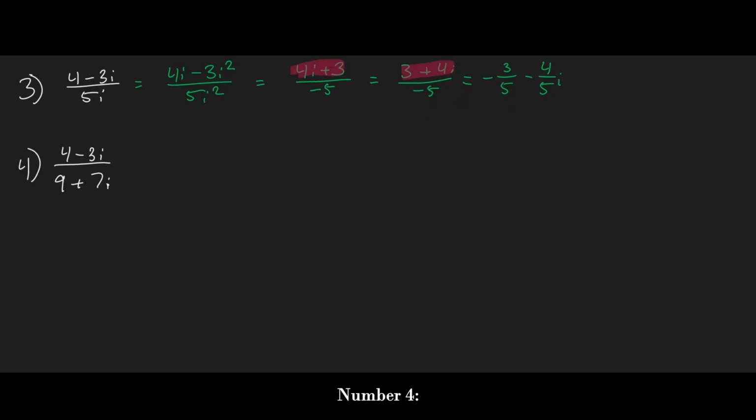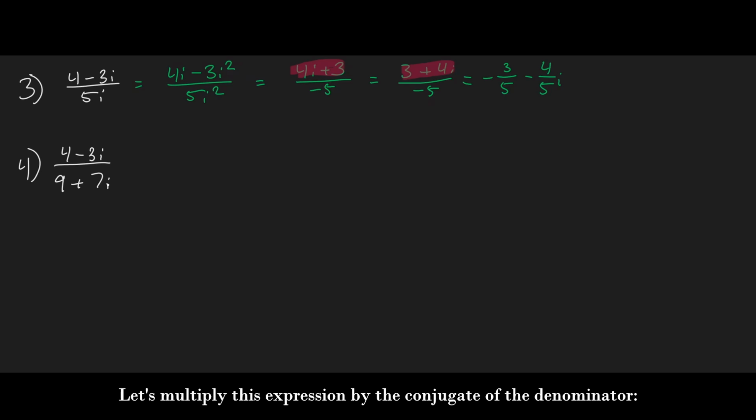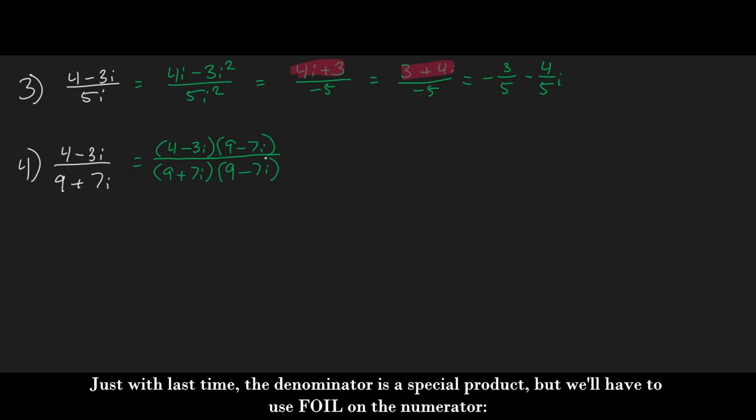Number 4. 4 minus 3i divided by 9 plus 7i. This time around, we have a binomial in both the numerator and denominator. Let's multiply this expression by the conjugate of the denominator. 4 minus 3i times 9 minus 7i divided by 9 plus 7i times 9 minus 7i. Just like last time, the denominator is a special product, but we'll have to use FOIL on the numerator.